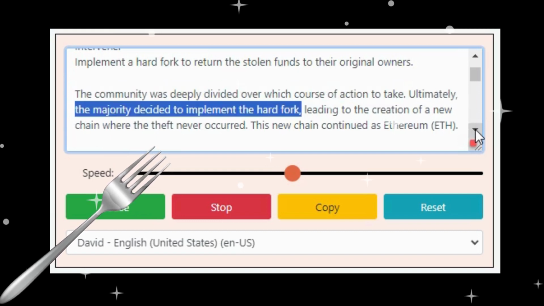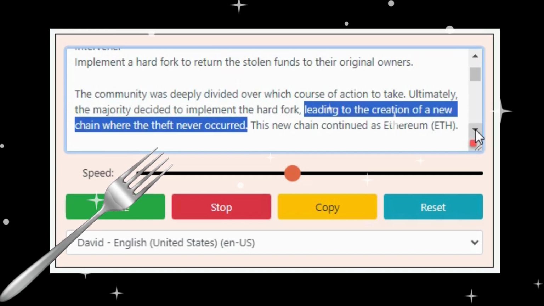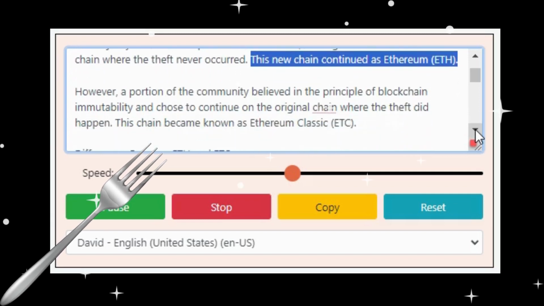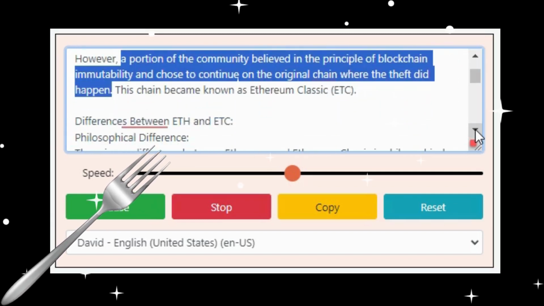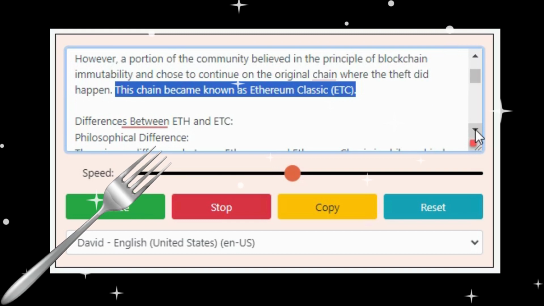Ultimately, the majority decided to implement the hard fork, leading to the creation of a new chain where the theft never occurred. This new chain continued as Ethereum, ETH. However, a portion of the community believed in the principle of blockchain immutability and chose to continue on the original chain where the theft did happen. This chain became known as Ethereum Classic, ETC.